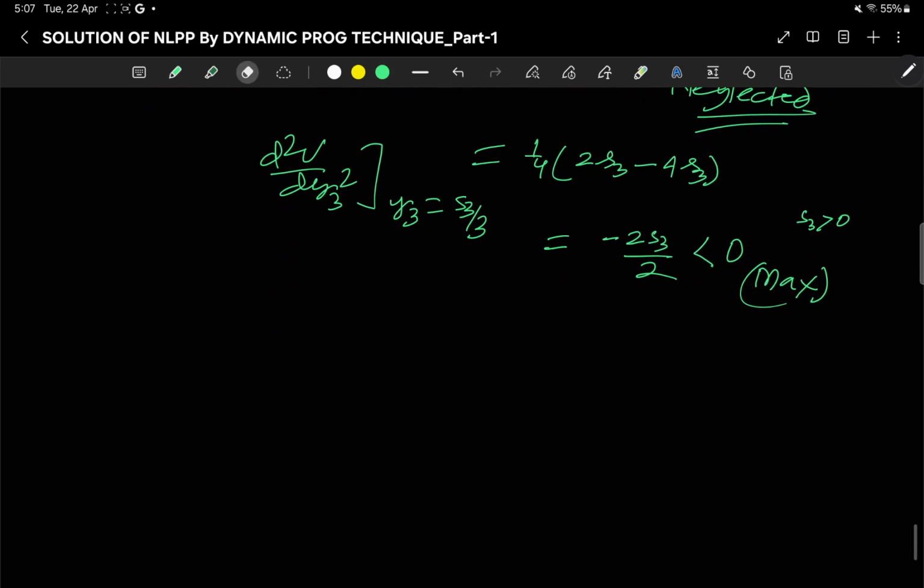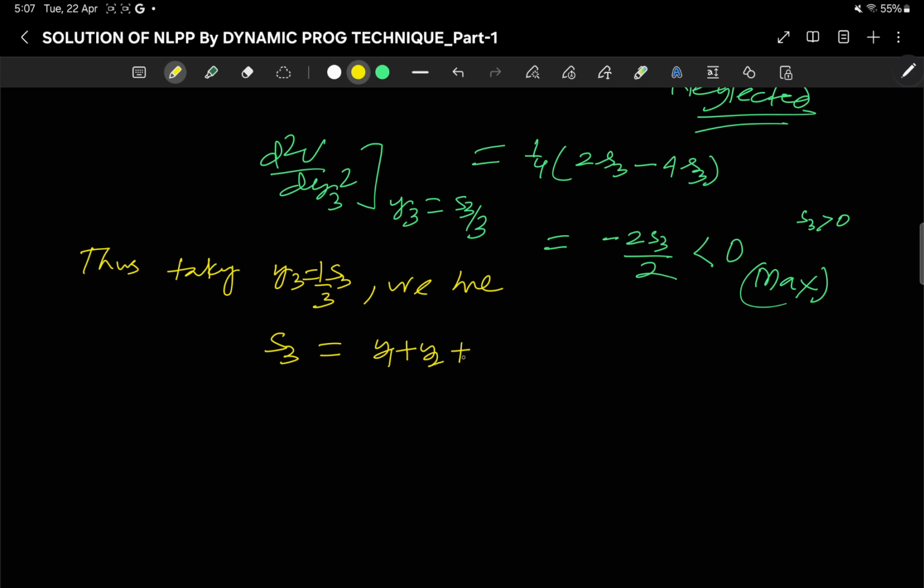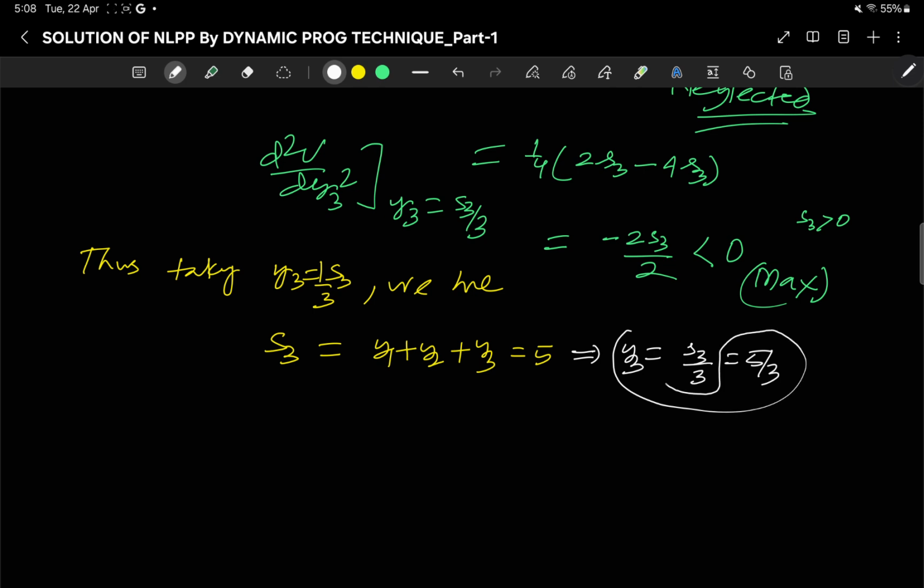So now what are we getting? Thus taking y3 = s3/3, what is your s3? s3 = y1 + y2 + y3 = 5. So this implies what is y3? y3 = s3/3, so this is equal to 5/3. So the value of y3 is 5/3.